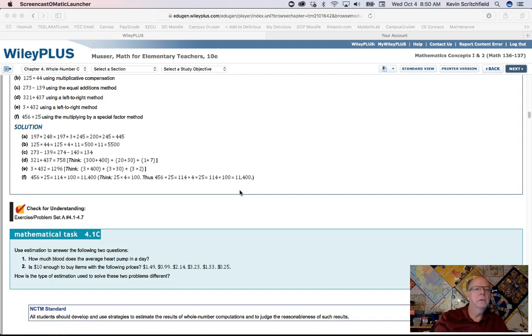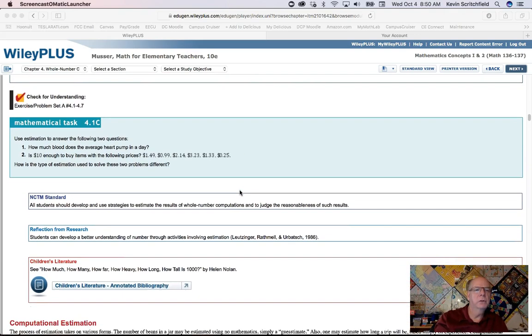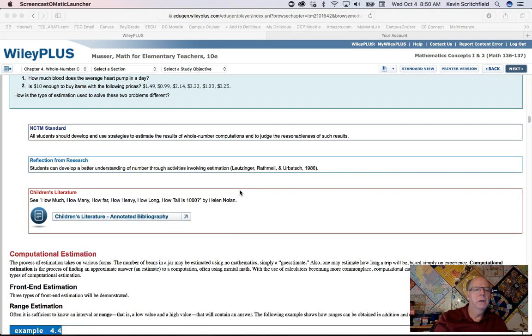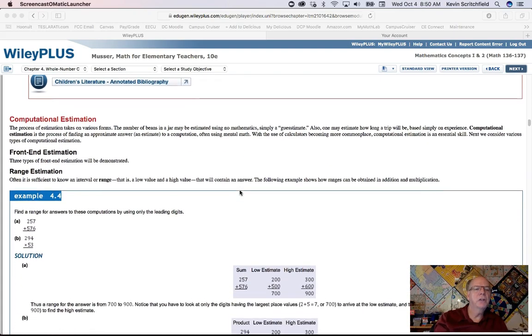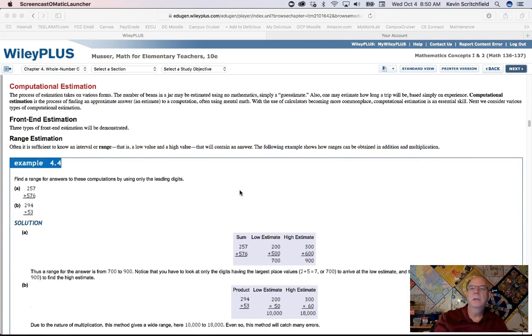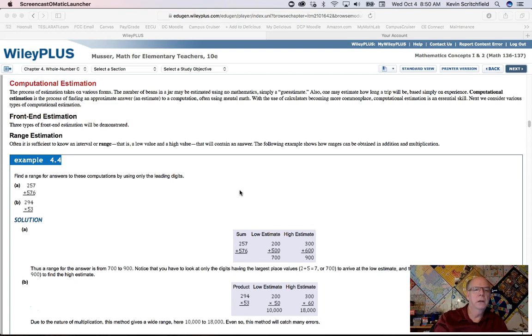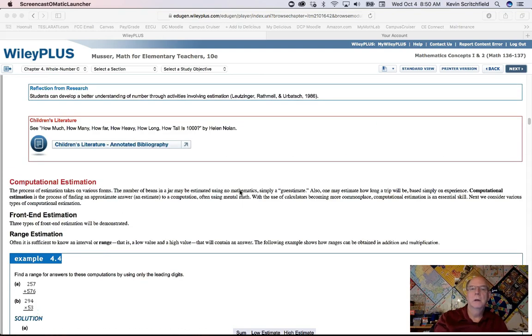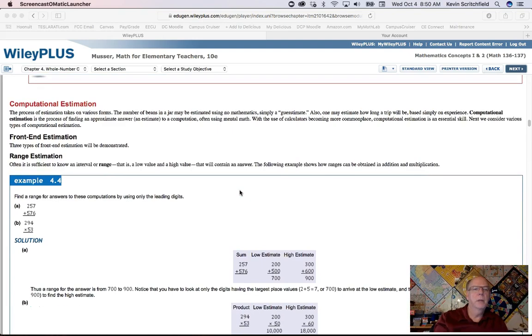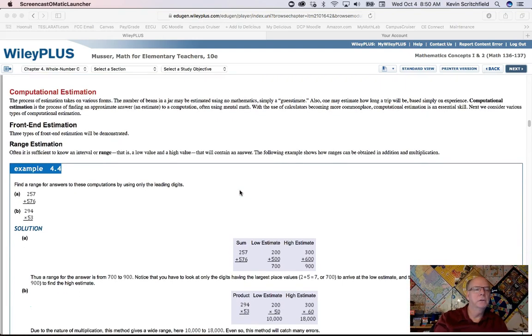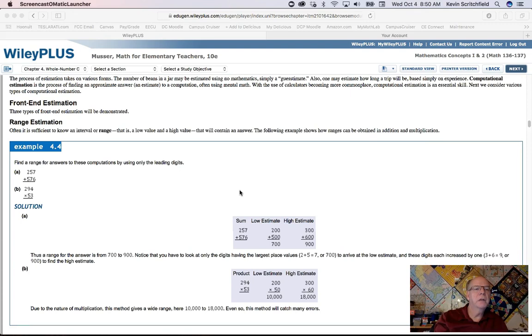There are some more examples you can look at here. I'm going to go down to computational estimation, which I believe is now on the next page. This is not done by page here. But I want to look at example 4.4. They're asking us to find a range, an estimate, for these two problems. First one, 257 plus 576. We just want a range of where that answer falls.